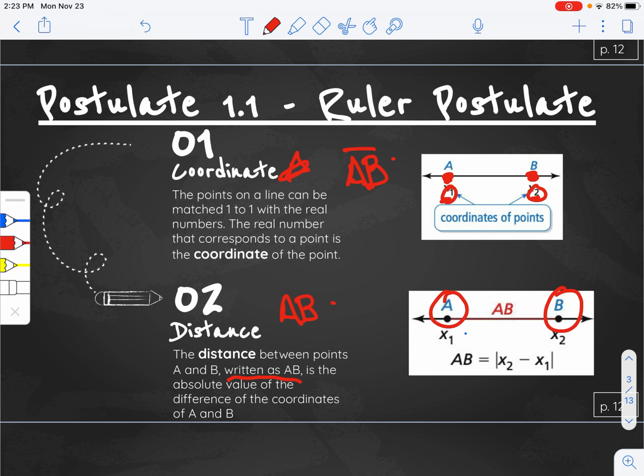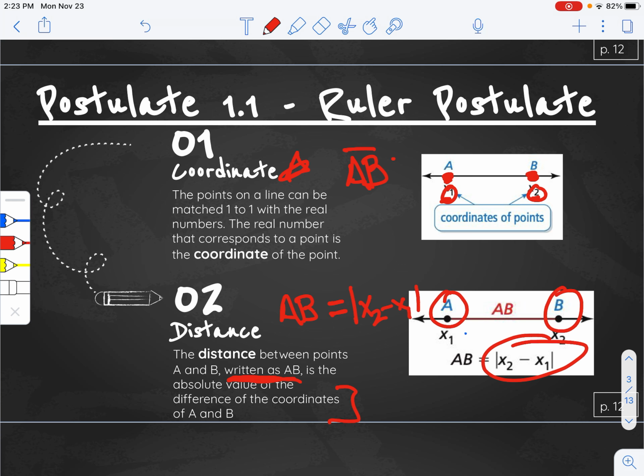Distance is capital A, capital B. A line or a line segment is capital A, capital B with a line over it. So that's what the first part talks about, how we write distance. The second part gives the formula that we use. So AB, the distance between point A and point B, equals the absolute value of x2 minus x1.